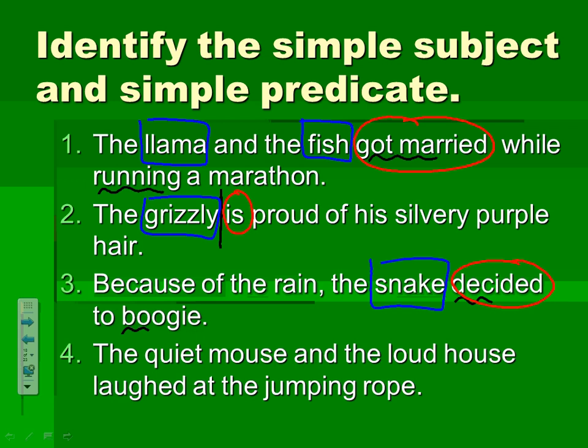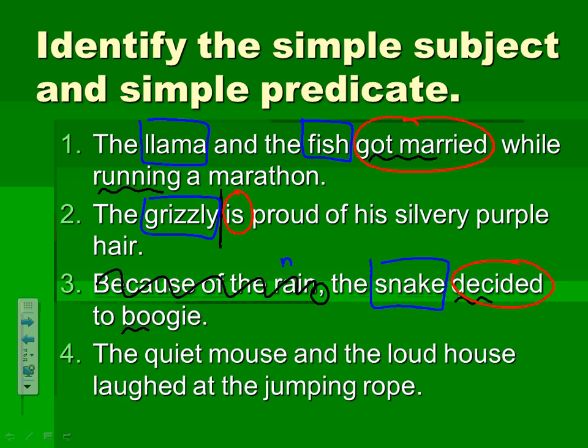Now, you might have noticed that the word rain is in the first part of the sentence, and it's actually a noun. But that is not your subject because is the rain deciding to boogie? No. You could also have figured this out by remembering that commas are zippers and pretending like this opening introductory phrase doesn't exist. And the last one, the quiet mouse and the loud house laughed at the jumping rope.